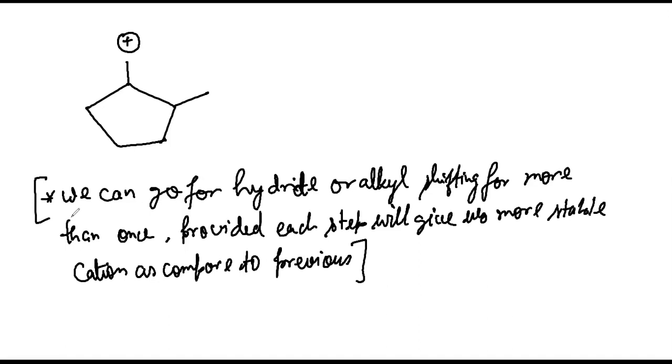I have written that we can go for hydride shifting or alkyl shifting more than once, provided each step gives us a more stable carbocation as compared to the previous one. Just like in the previous question, we went for 2 time shifting, isn't it?